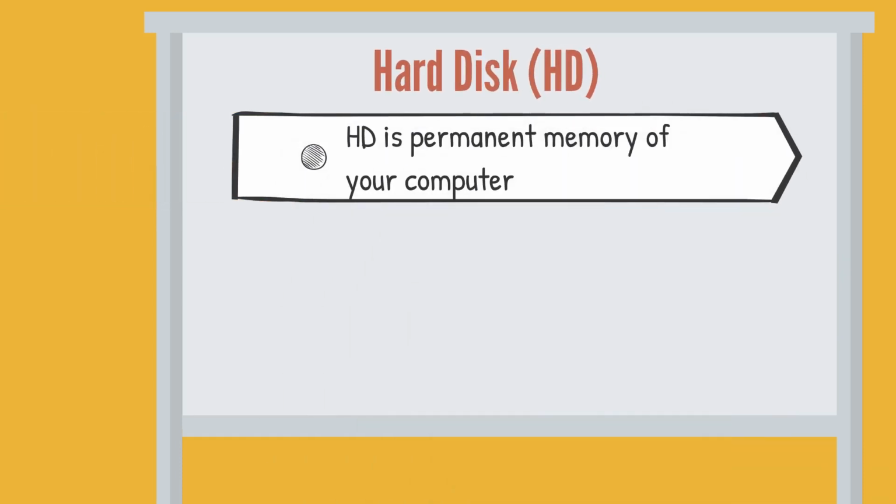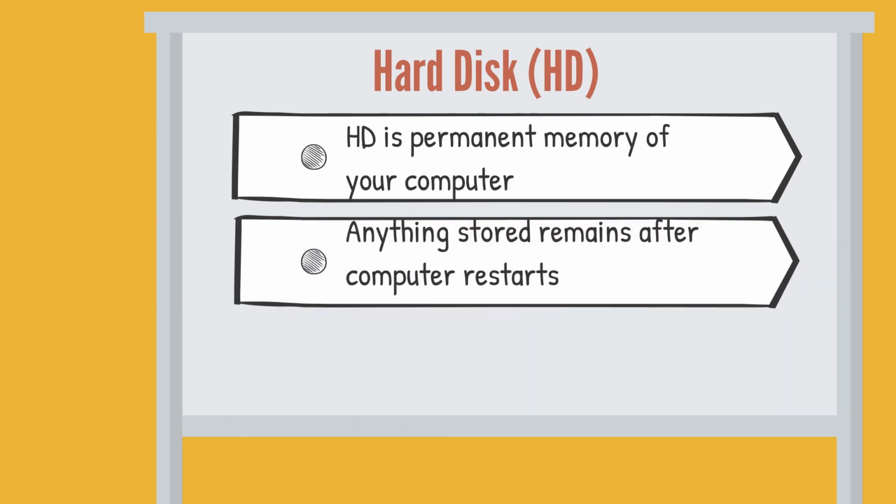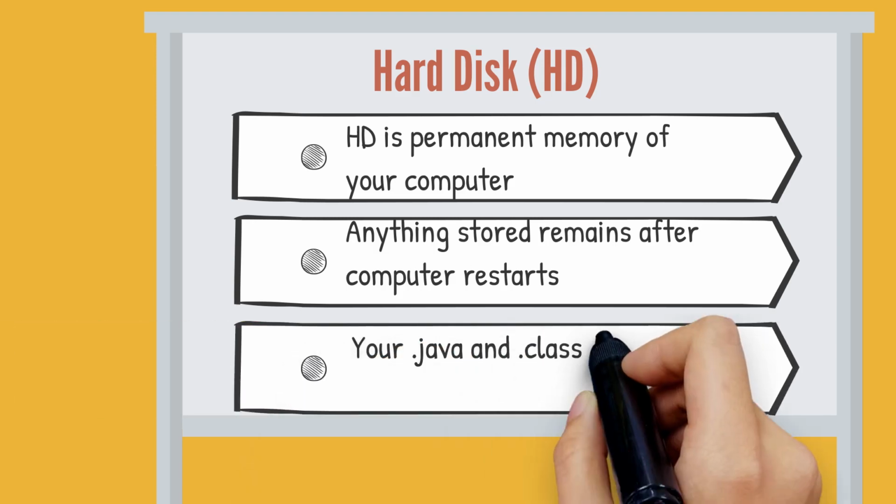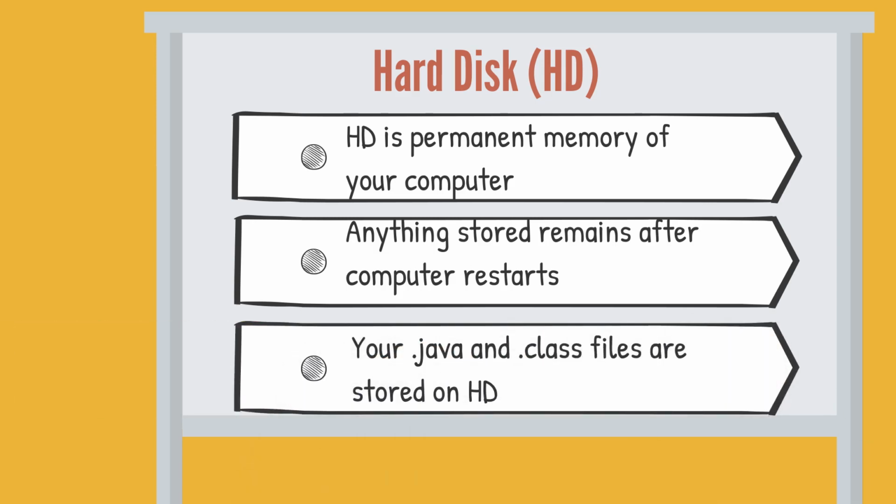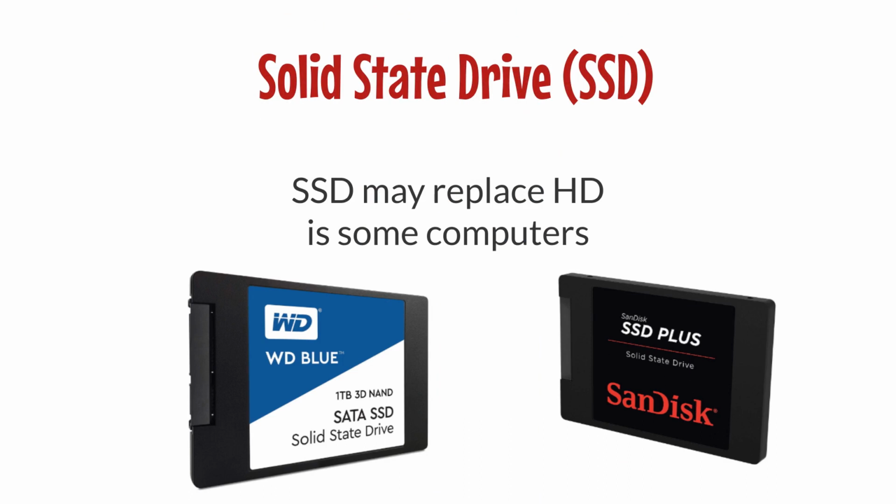On the contrary, hard disk is the permanent memory of your computer. Anything stored on a hard disk survives a computer shutdown and restart. If you write a program and save it, it is stored in a file system which is on the hard disk. When you compile your Java class to create the binary .class file, that is also saved on the hard disk. However, in some computers, instead of a hard disk, there may be an SSD, which stands for solid state drive. An SSD is far superior to a hard disk.